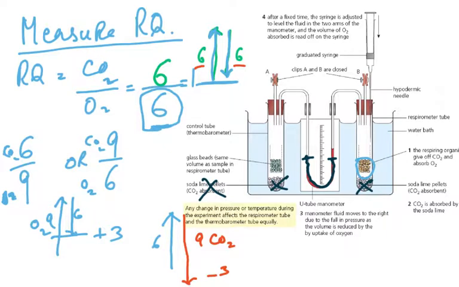So first we will use the respirometer with the soda lime, then without the soda lime. The same respirometer. If I say, okay, how are we, this comes in your paper 5 a lot. So how are we going to amend the apparatus and measure the RQ using a respirometer?